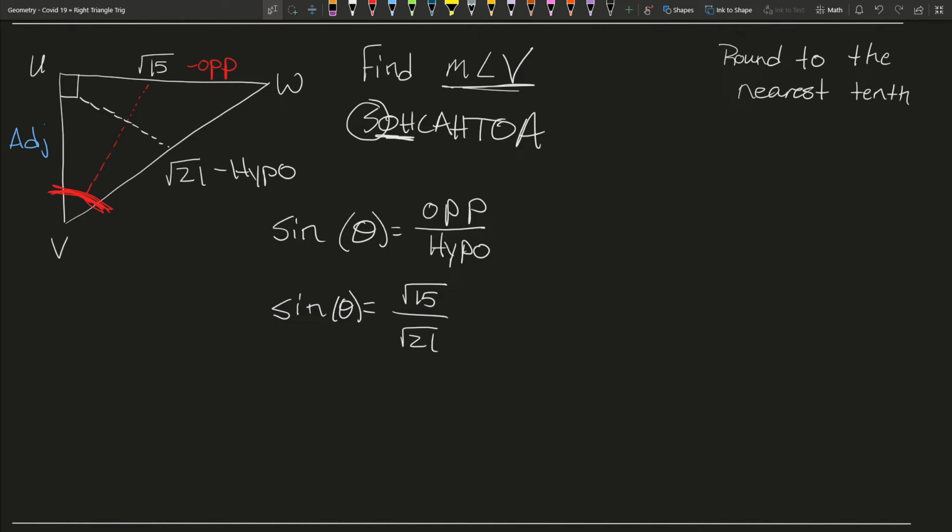All right. So now, keep in mind that our question is to find the measure of angle V. So we need to solve for theta in this case. And in order to solve for an angle, we're going to have to use inverse trig. So right now theta is not by itself. It's attached to this sine. And in order to undo that sine, we have to take the inverse sine of both sides, right? Because what we do to one side, we have to do to the other.